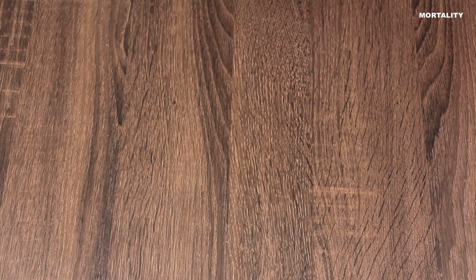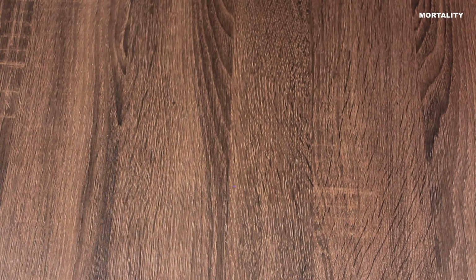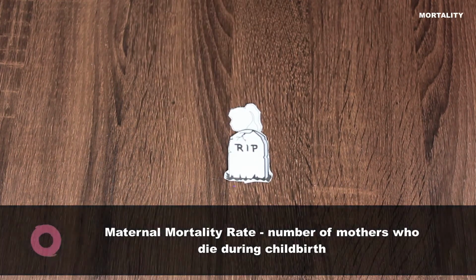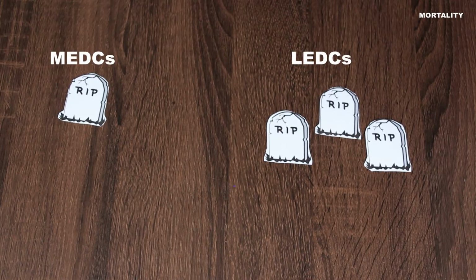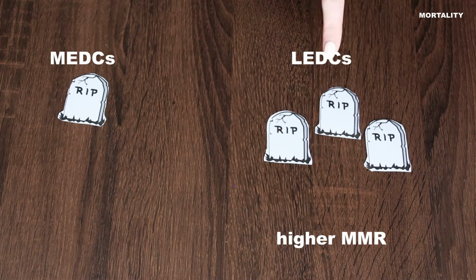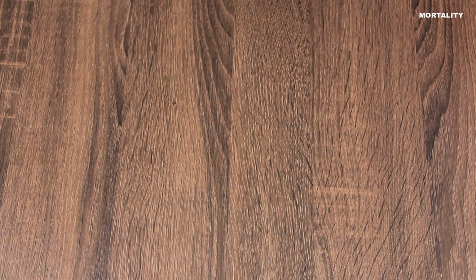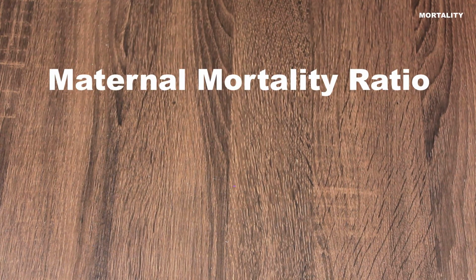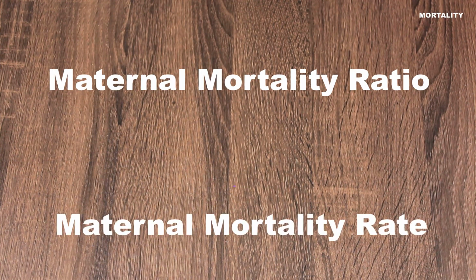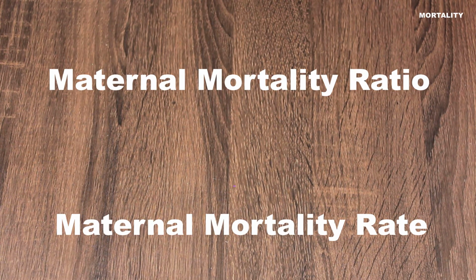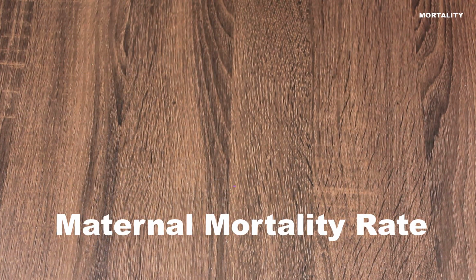The next indicator is maternal mortality rate, and this is the number of mothers who die during childbirth. Once again, maternal mortality rate tends to be higher in LEDCs and lower in MEDCs. Now there is something else called maternal mortality ratio, and there's a slight difference between maternal mortality rate and maternal mortality ratio, but for the sake of simplicity, we will just use the term maternal mortality rate.